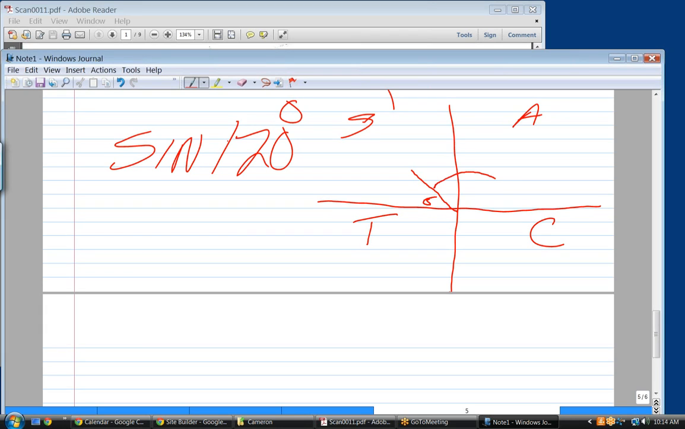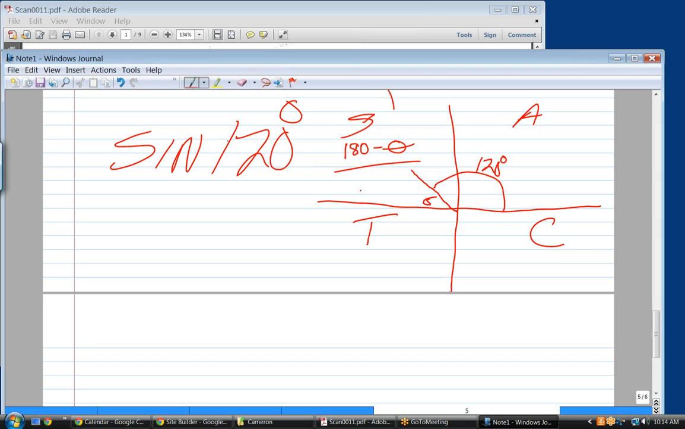If this angle here is 120 degrees, in order to convert this angle to an equivalent first quadrant angle, which is the way I like to do all my trig functions, I like to turn anything greater than 90 degrees into the equivalent first quadrant angle. What's the relationship between these two? 60 degrees. Right, they're supplementary. So the formula is 180 minus theta. That's what you've got to remember right there.